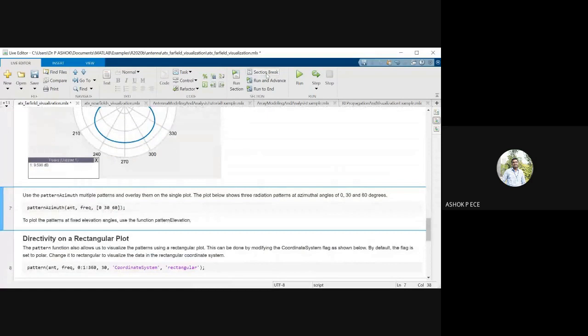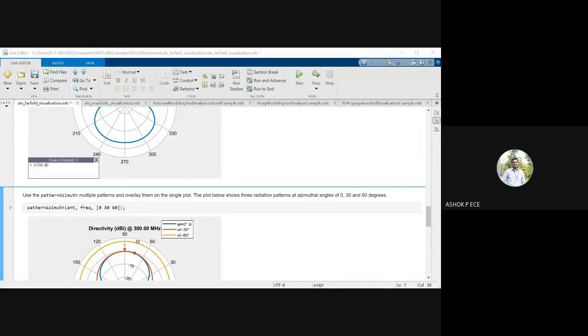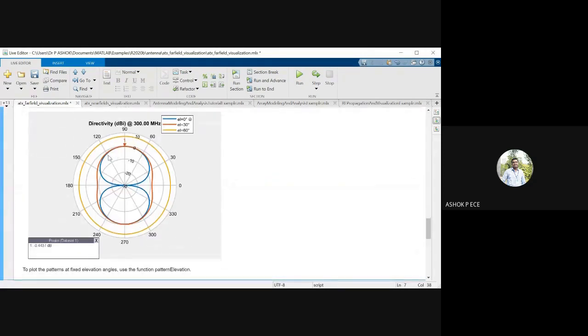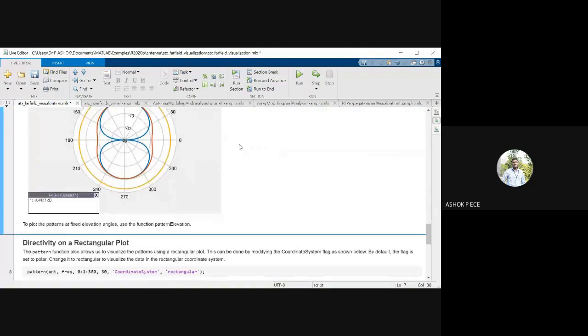Next one, we are plotting the azimuth pattern alone. Azimuth pattern for different elevation angles. If the elevation angle is 0, what is the azimuth? If the elevation angle is 30, what is the azimuth pattern? If the elevation angle is 60, what is the azimuth pattern? So slowly you see it is like a figure of 8, and then it is becoming an ellipse, and finally it's becoming a circle. So it is slowly transforming as you change the elevation angle of the antenna.